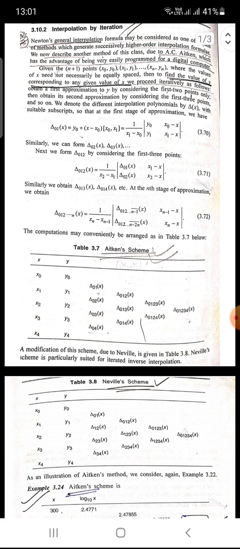So we denote the different interpolation polynomials by delta of x with suitable subscripts, so that at the first stage of approximation we have del 0 1 x is equal to y0 plus (x minus x0) times (y1 minus y0) upon (x1 minus x0), which is equal to 1 upon x1 minus x0 times the determinant of y0, y1, x0 minus x, x1 minus x. Similarly, by symmetry we can obtain del 0 2 x, del 0 3 x and so on, up to del 0 n x.